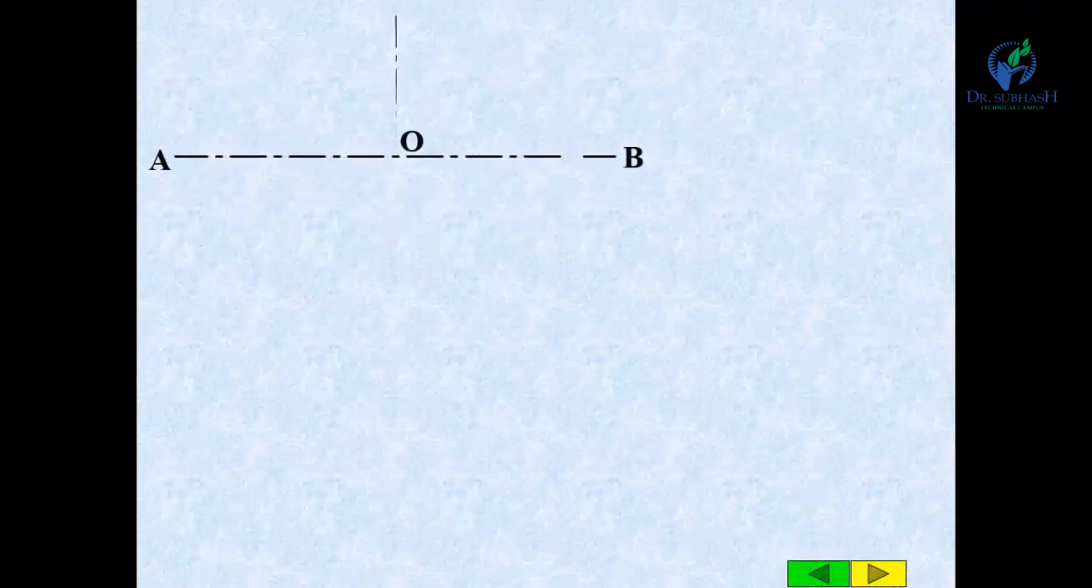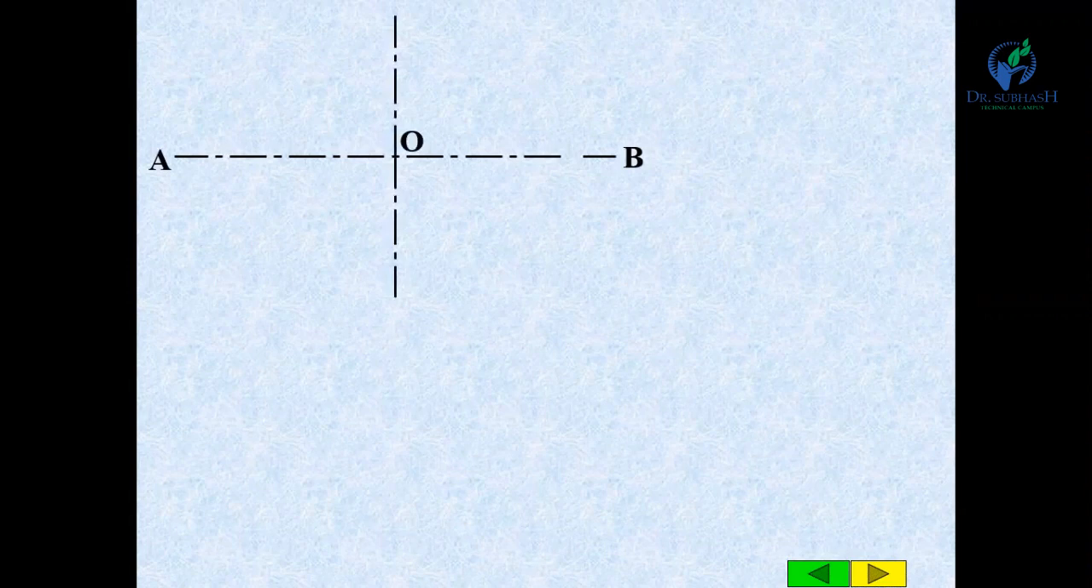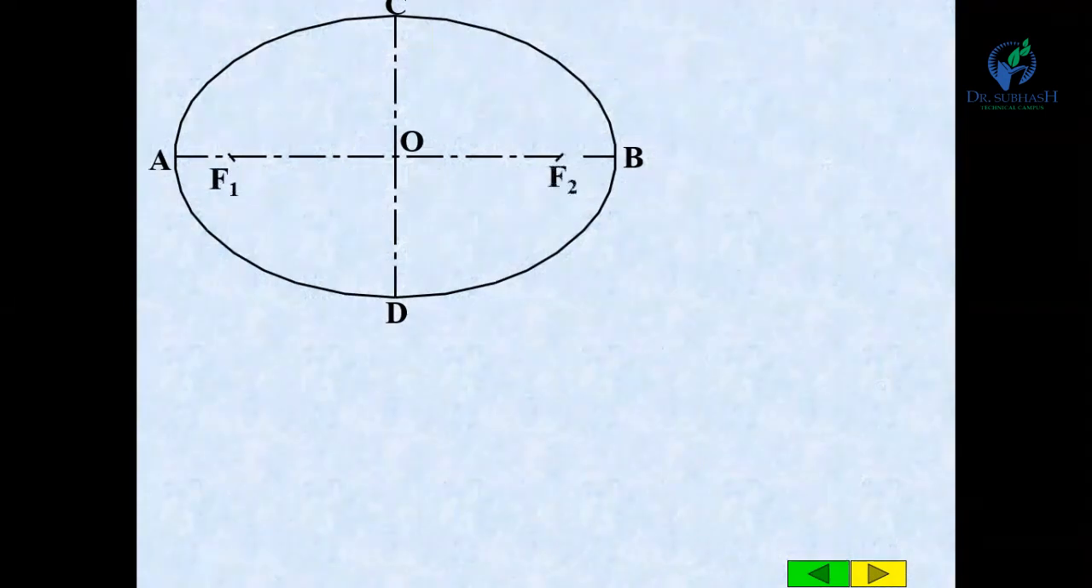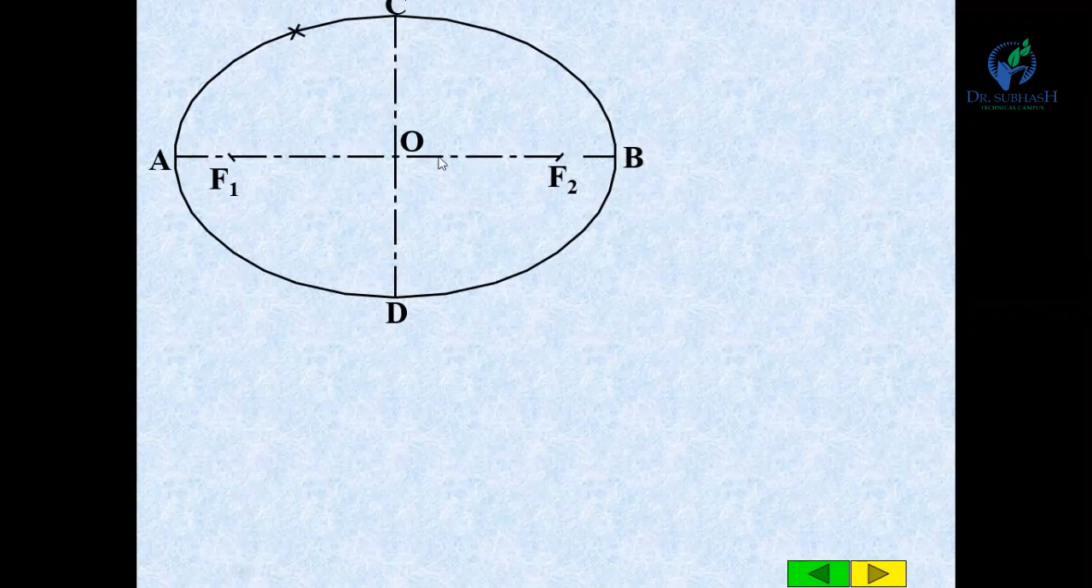AB is the major axis, O is the center of AB, CD is the minor axis, and these two points F1 and F2 are the foci of the ellipse. Now take one point P on this curve. So the distance of P from F1 is PF1, and the distance from F2 is PF2.